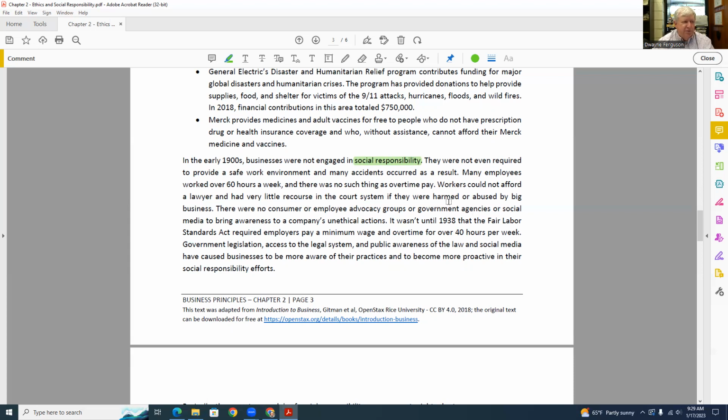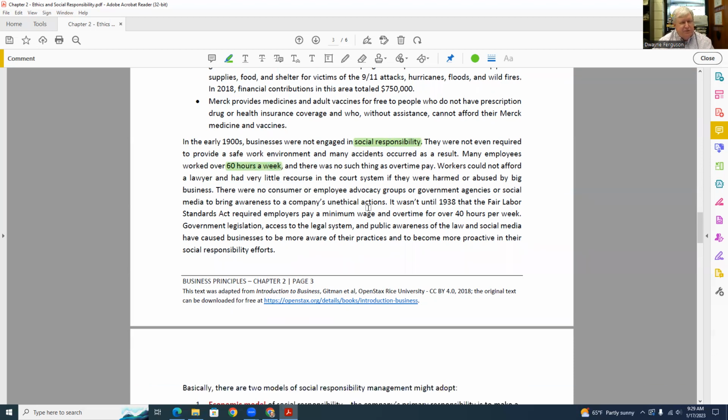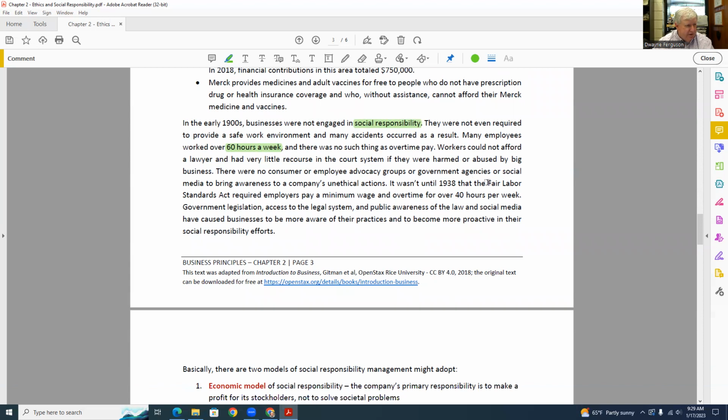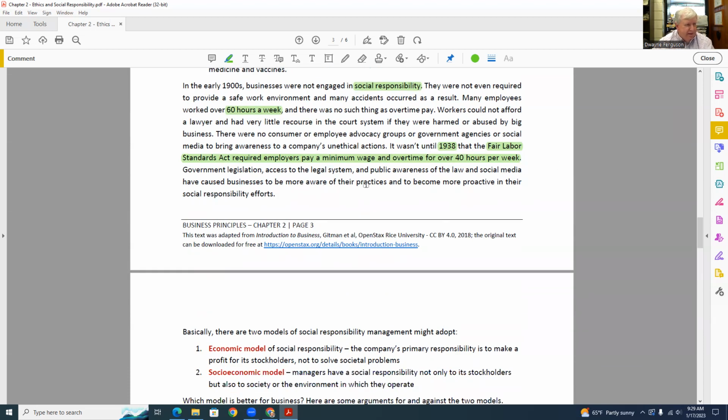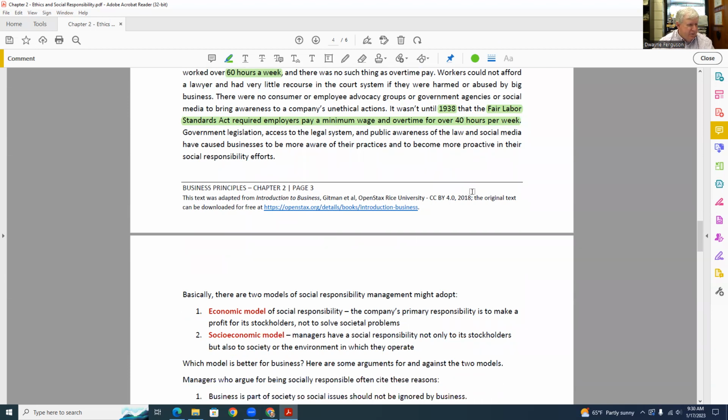So back at the turn of the century, we weren't worried about workers. A typical work week was 60 hours a week. They didn't have overtime pay. They worked children in hazardous conditions. And so we've had a number of laws, like the Fair Labor Standards Act, which requires a minimum wage and overtime if you work over 40 hours a week. That didn't occur till 1938. So there are a lot of abuses that we have tried to curb inside business through government regulation or legislation. But there's still lots more out there.